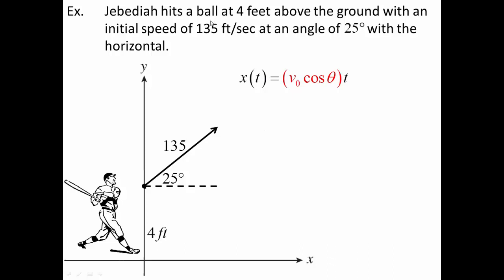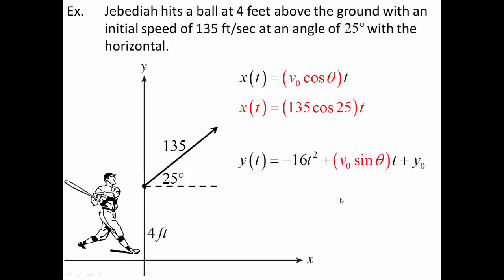So V naught is 135, cosine of 25. So there's my x equation. I can do the same thing with y.